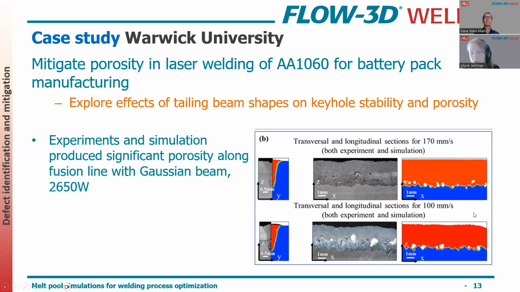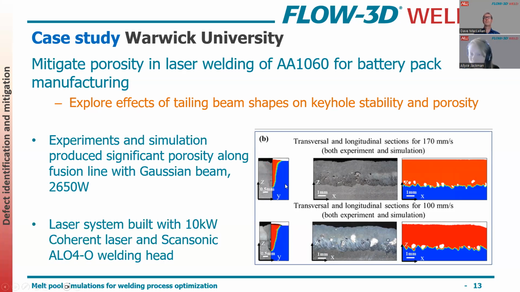And so what you could see in these initial experiments and simulations, this is their validation right here, was that they had significant porosity along the fusion line. And this is with the Gaussian beam. So you have these really narrow, deep keyholes that you can see were compared with simulation. Good agreement there. And in this case, they were using a 10 kilowatt coherent laser for the Gaussian experiments.